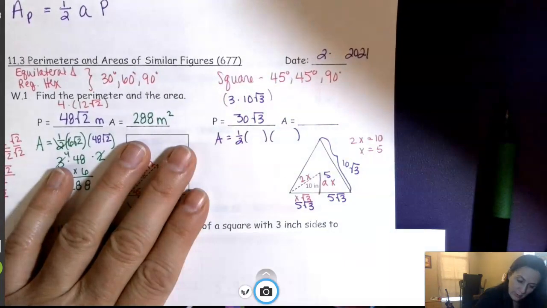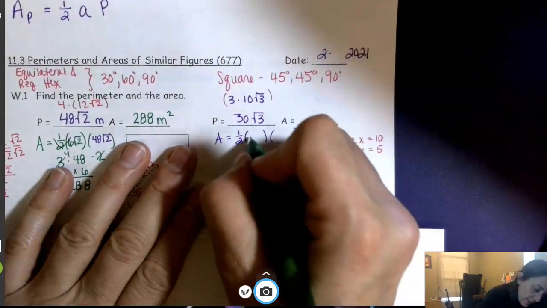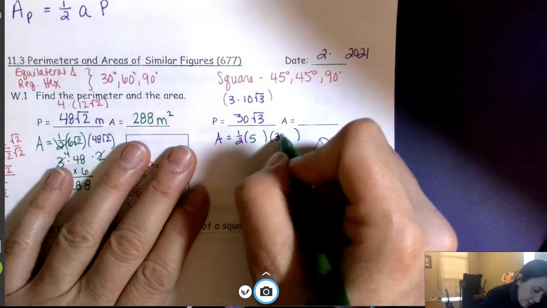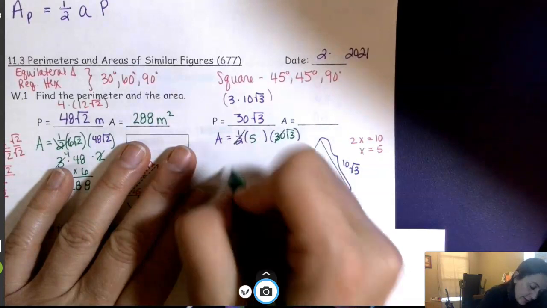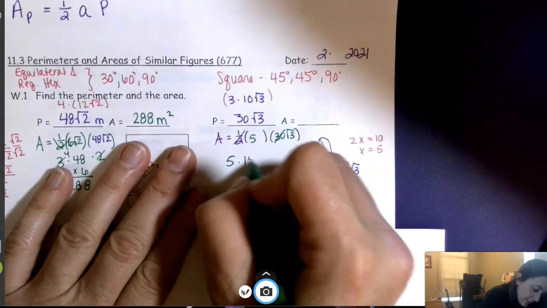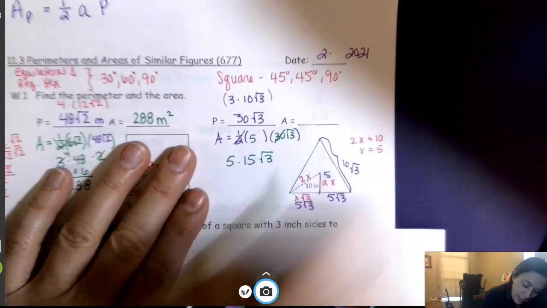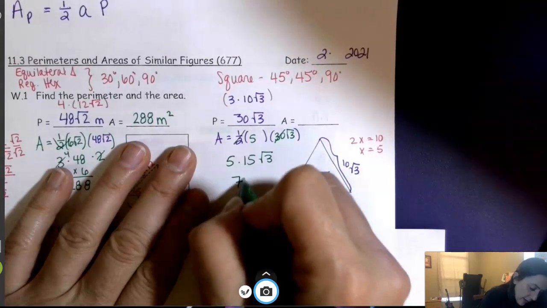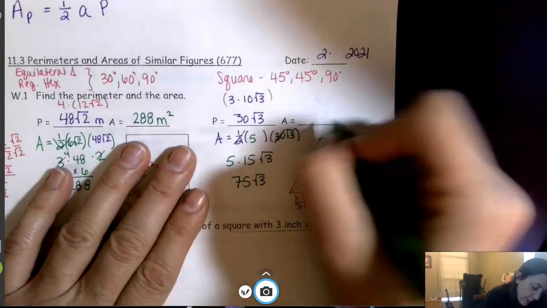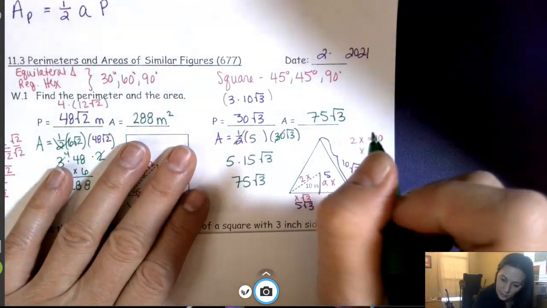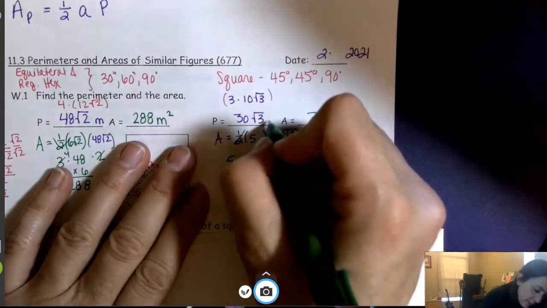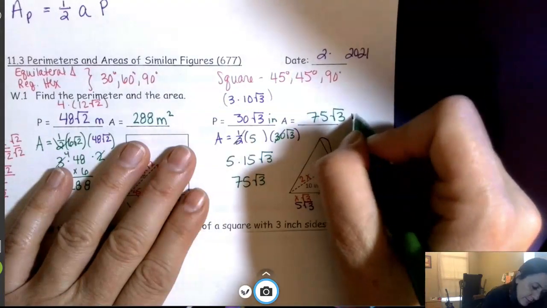Apothem times perimeter. Apothem is 5. Perimeter is 30 root 3. I would take half of 30, so I get 5 times 15 root 3, giving me 75 square roots of 3. Make sure you put your units here. It's inches this time, so inches squared.